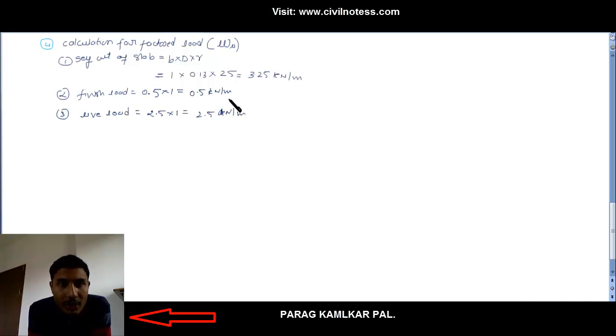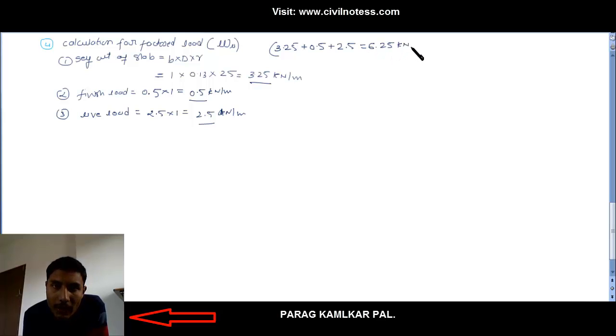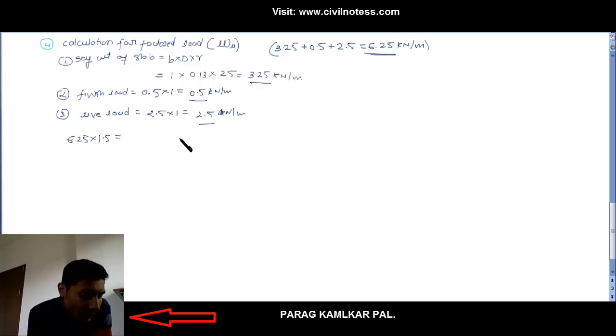Okay, so now all these values I got: 3.25, 0.5 and 2.5. When I add all these values, that means 3.25 plus 0.5 plus 2.5, the value we get is 6.25 kilonewton per meter. Now if we multiply 6.25 by 1.5, we get the total value as 9.38.